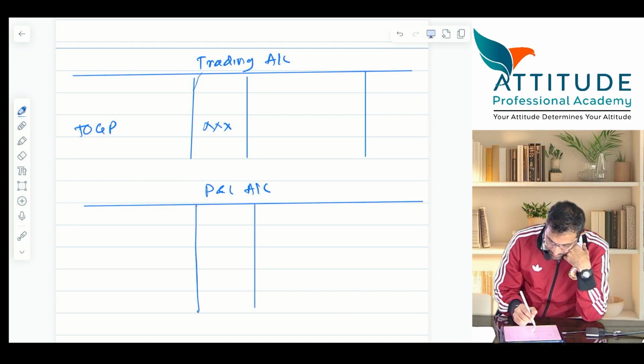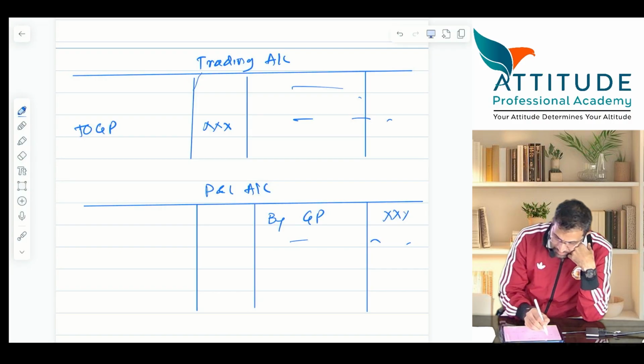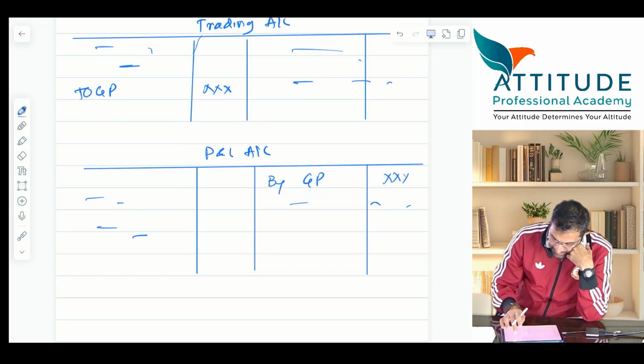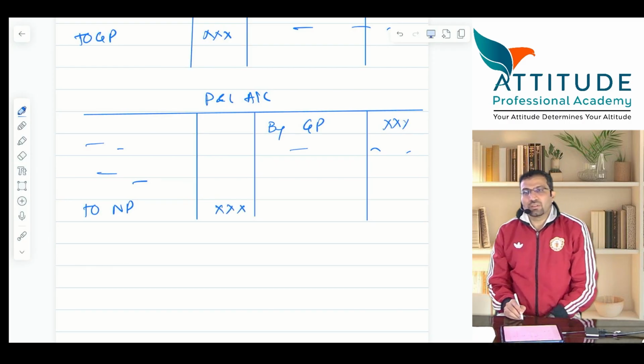Okay. You will get here by GP. And finally, there are so many items here. Finally, here you will get what? Net profit. Now net profit, where does it go?